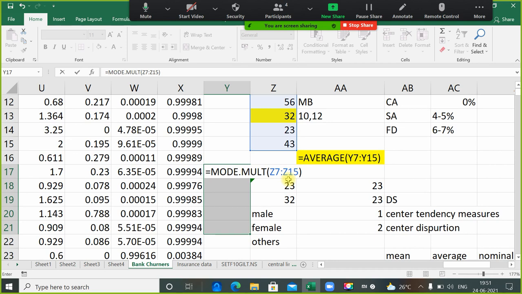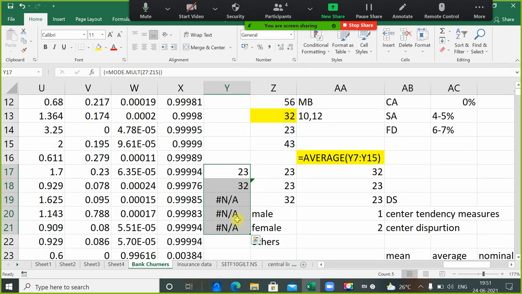If you use Control Shift Enter, the rest you will get an error, and only the modes you have you will get here.